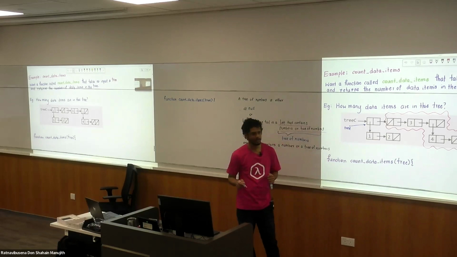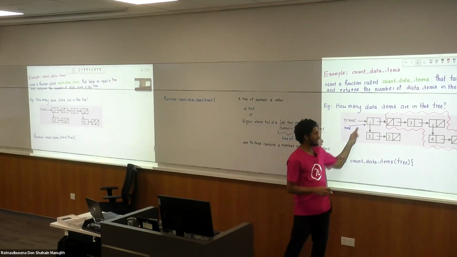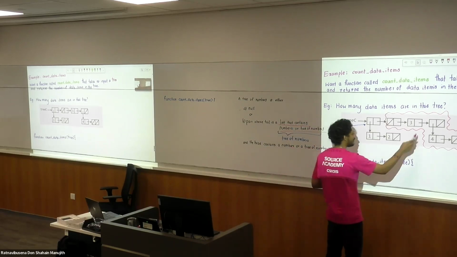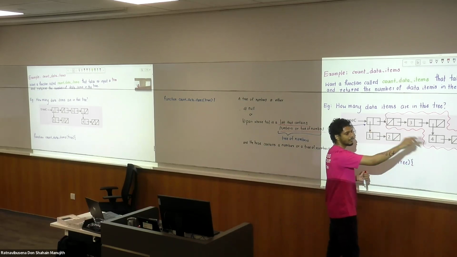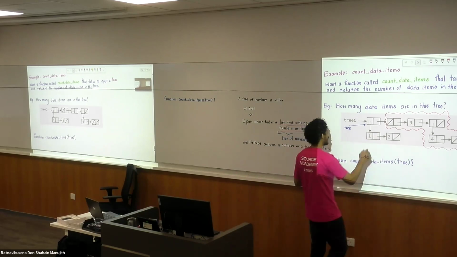So can we use visual thinking? Yes. So we can just call count data items, tail of tree, and then it will solve itself. Then using visual thinking, we have the number of numbers in the tail of the tree. Yes, that's all. So now we consider the head. What is the head?